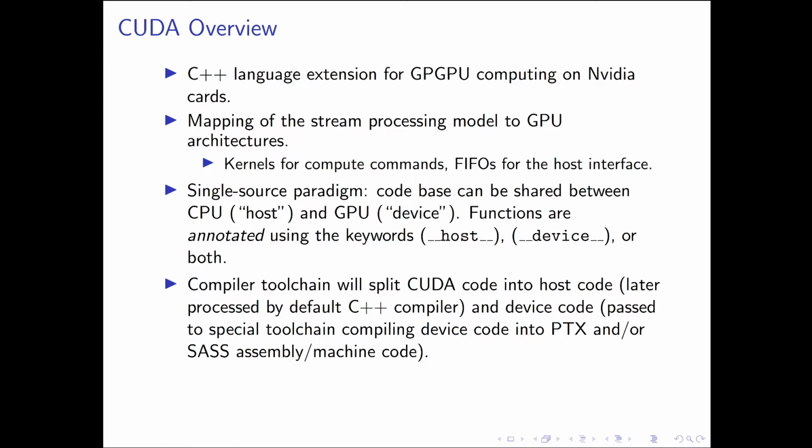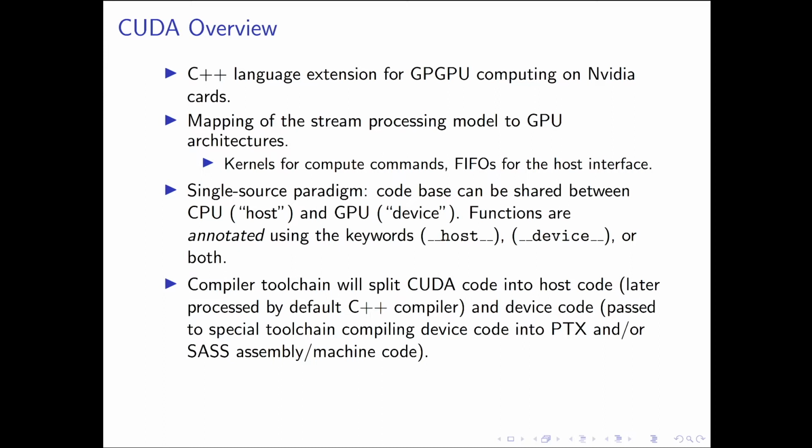And in particular, this is implemented by means of those annotations. Then it will split those parts of the code, and it will compile the device code into something that is called SASS, which is the assembly or machine code of the GPU. There's also an intermediate representation that is called PTX that can be inspected and optimized, and that is also an intermediate representation that the code can be compiled into. So we have this one toolchain that processes device code.